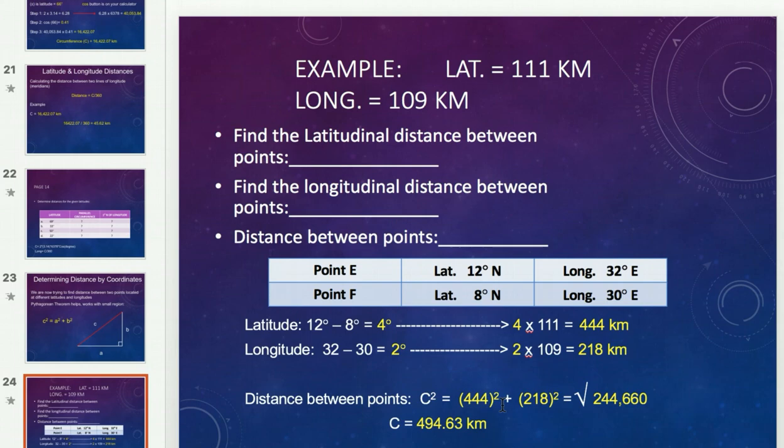I'm trying to make sure you can do this on your iPhone calculator, which you can. 444 times 444, you'll see x squared, you hit that, and it tells you 197,136 plus 218 squared, which is 47,524. And then that's going to equal 244,660, and then square root that.